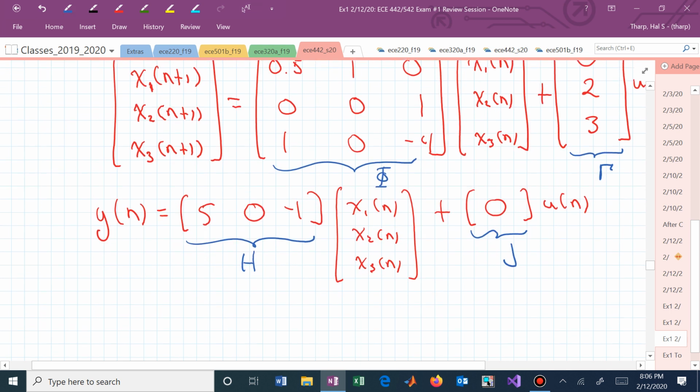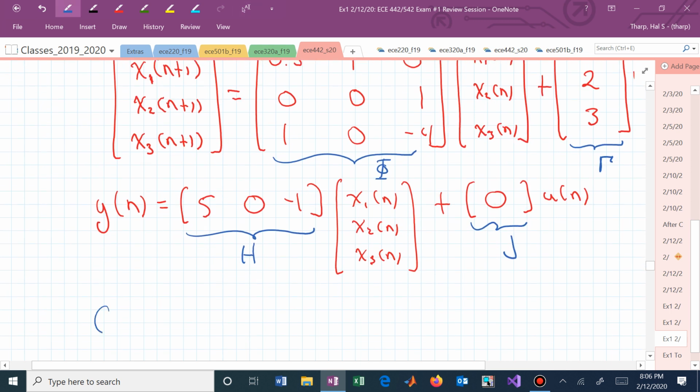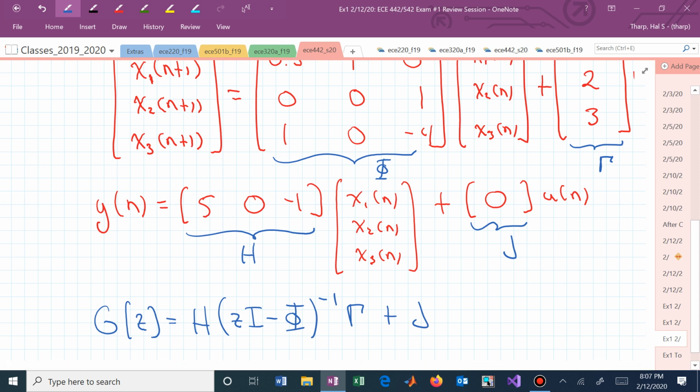And if I really needed to, I don't know that this would be very fun, but I could find my transfer function. This is now H, Zi minus phi, inverse, gamma plus J. I would now have to symbolically invert a 3 by 3 matrix. But it could be done.